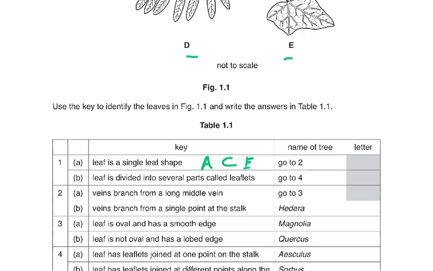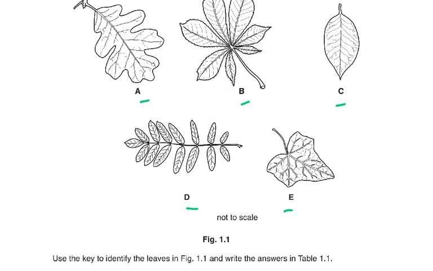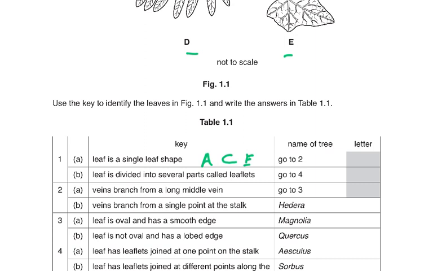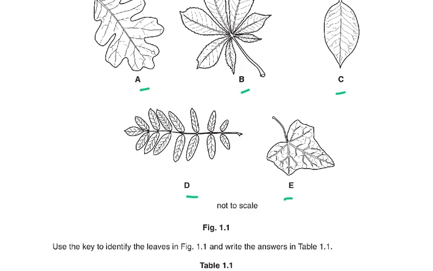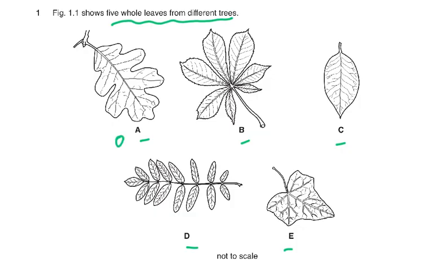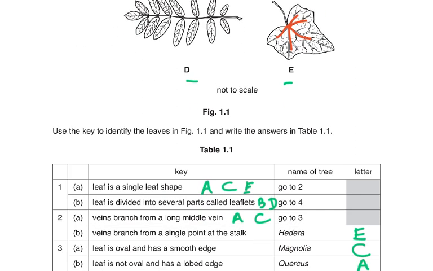Now you go to 2. 2 says veins branch from a long middle vein. That can only be A and C. So long middle vein, A or C. Because if you look at E, all the veins are starting from here. So veins branch from a long vein, that's A and C. So you go to 3, leaf is oval and has a smooth shape. Now that would be C.